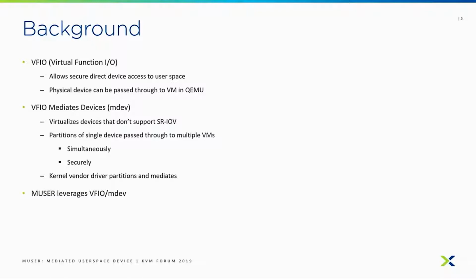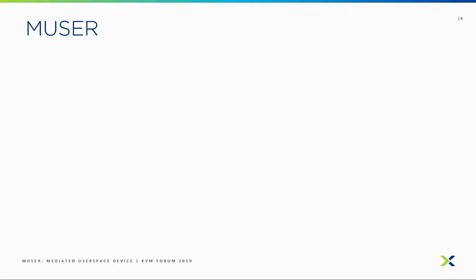SRIOV implements the logic to create multiple instances of the physical device, and those can be passed through to multiple virtual machines. But it is limited to the number of virtual functions implemented by SRIOV. So what about the devices which do not support SRIOV? The vfio mdev framework can be used by such devices, and then those devices can also be passed to multiple virtual machines. MUSER leverages the vfio mdev framework.